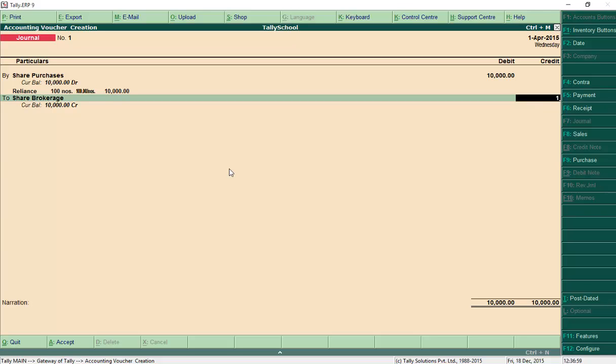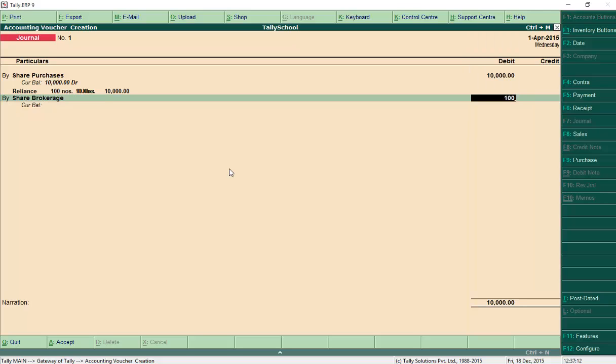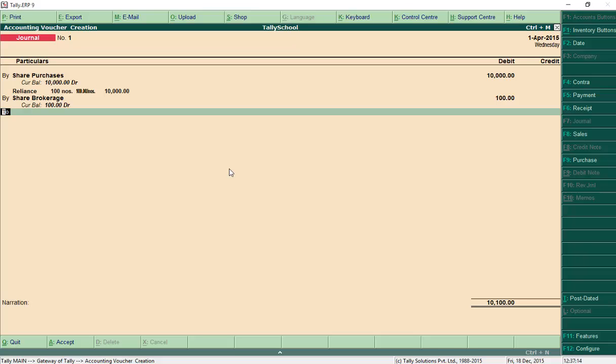So let's say 100. So brokerage will also be debit. In the To column we'll select Buy, and the share brokerage will be 100 rupees. Now again Tally by default puts it to 2, but we can change.